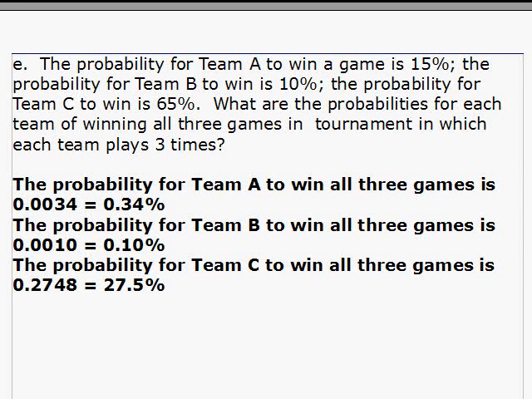This is a question in which you use that probability distribution again. So you have 3 teams playing in a 3-game tournament. Well, they're going to play 3 games. Each one has a different probability of winning. A, 15% chance to win a game. For B, it's 10%, and the probability of Team C to win is 65%. So what's the probability for each of these to win all 3 games in the tournament?